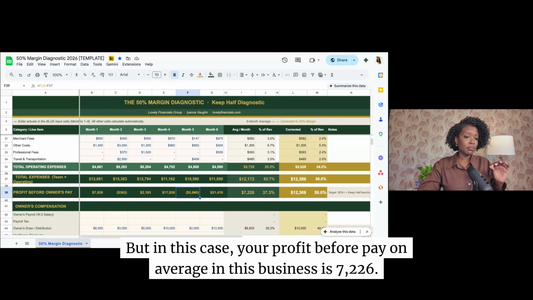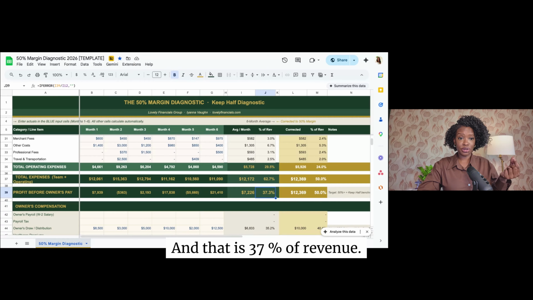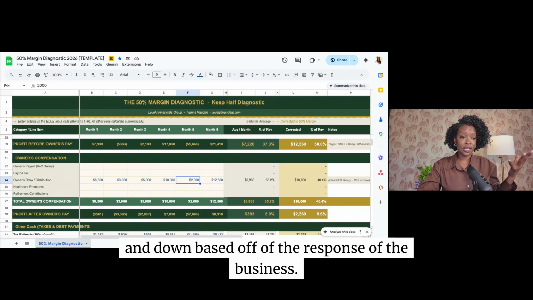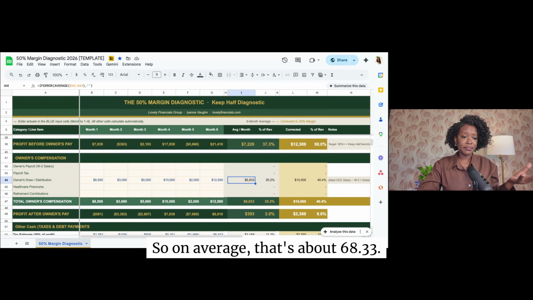That's the difference. But in this case, your profit before pay on average in this business is 7,226, and that is 37% of revenue. So for this example, we see that owner's distribution or owner's pay just goes up and down based off of the response of the business. So on average, that's about 68:33.